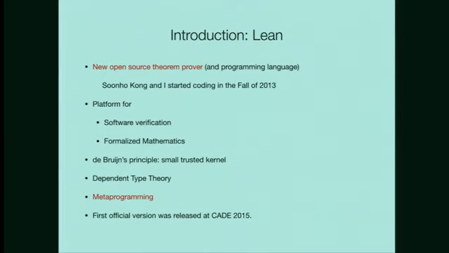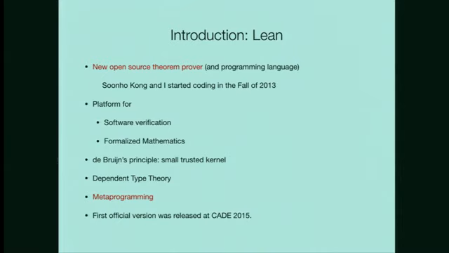Then we decided to start Lean. Lean is a new open source theorem prover. It's not so new. We started in the fall of 2013. It's almost 4 years old. We wanted it to be a platform for software verification and formalized mathematics. Right? Both activities are very related.